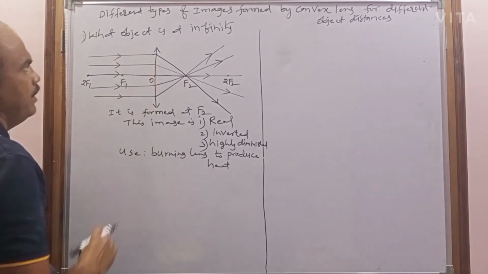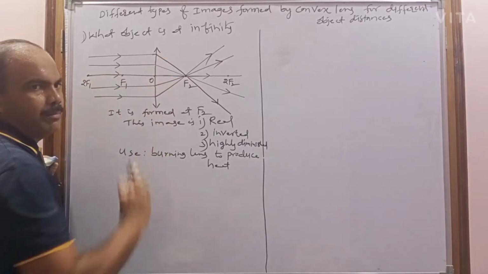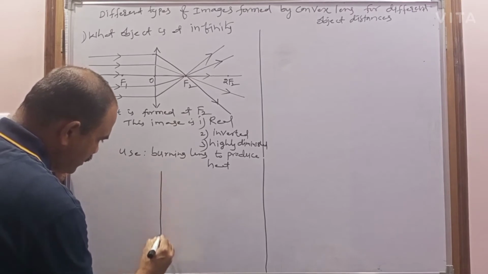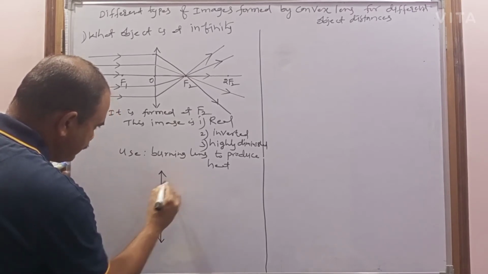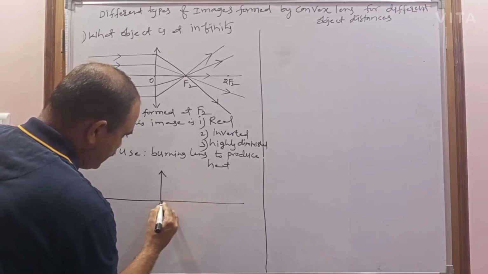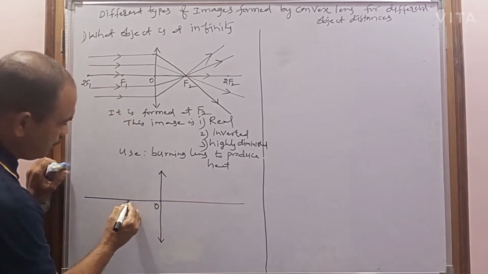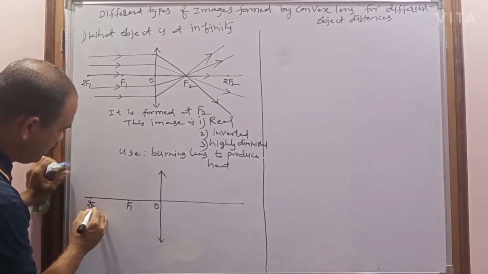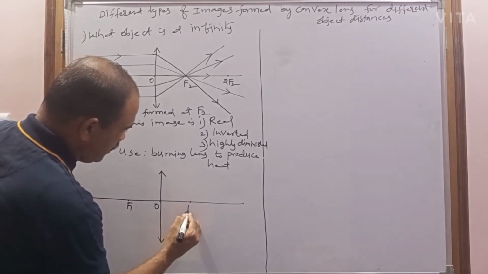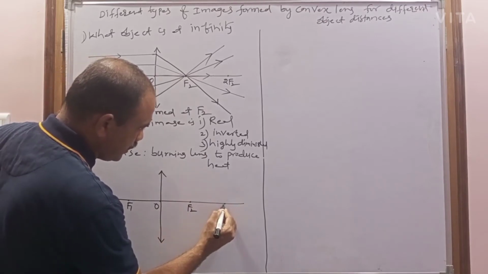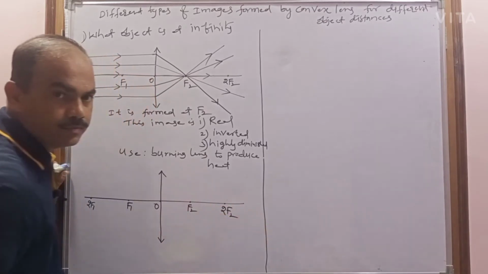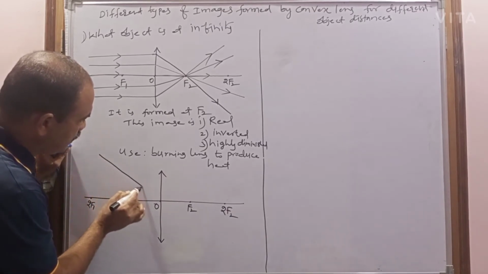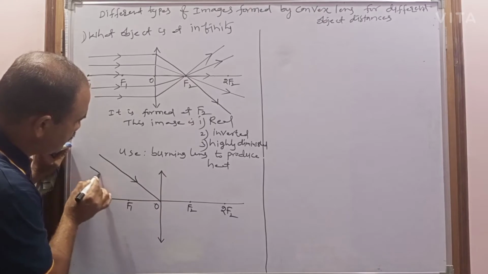Now coming to the case when the object is at infinity but the rays are not parallel to the principal axis. Consider this is the convex lens, this is the principal axis, and this is the optic center. This is the first focal point, and this is C1 or 2F1. This is the second focal point, and this is 2F2 or C2. Now these are the incident rays, and they are not parallel to the principal axis.